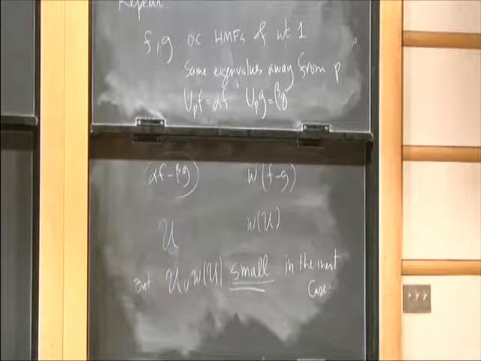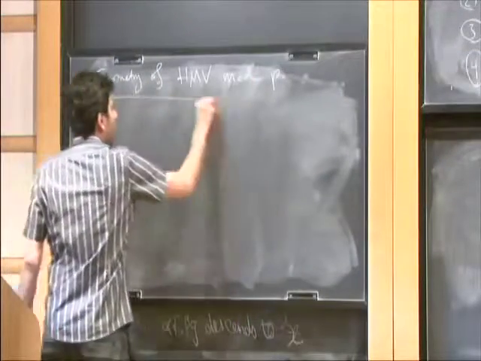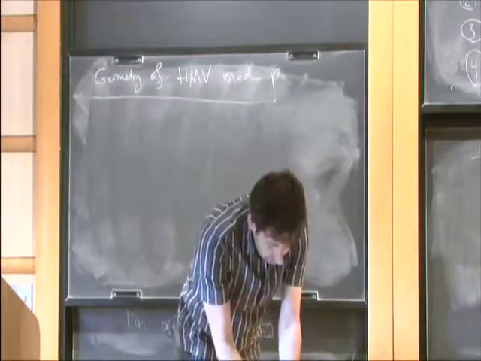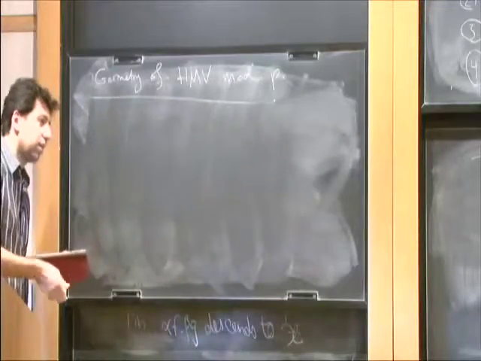So the problem is really the existence of vertical components in the special fiber of Y, the gamma naught P in that case. All right. Now, in order to be able to explain the problem better and also tell you what the solution is, I need to take a digression and talk about the geometry of Hilbert modular varieties mod P. So I'm going to explain to you these vertical components.